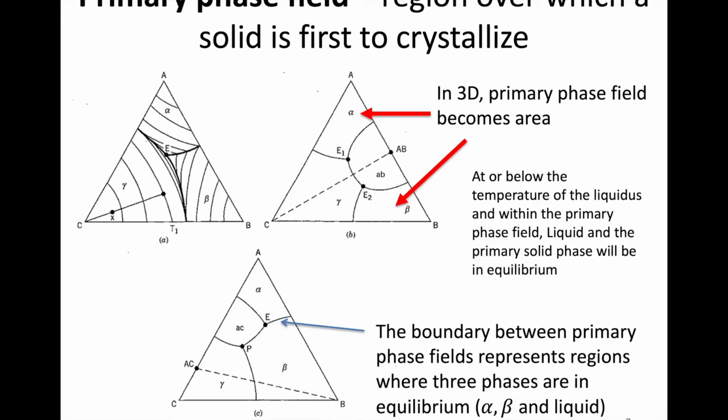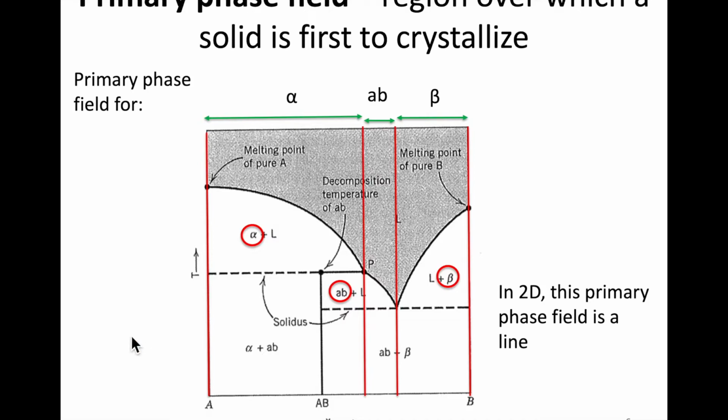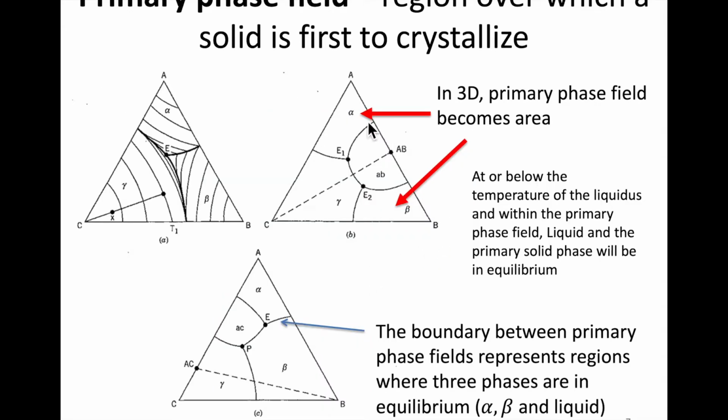So now let's look at what this looks like in a ternary phase diagram. Here I've got some various examples of ternary phase diagrams. Here, our primary phase field is going to be an area. Like I said early on, everything moves up in dimensionality by 1. In the previous example, this primary phase field was a line. Now it's going to be an area.